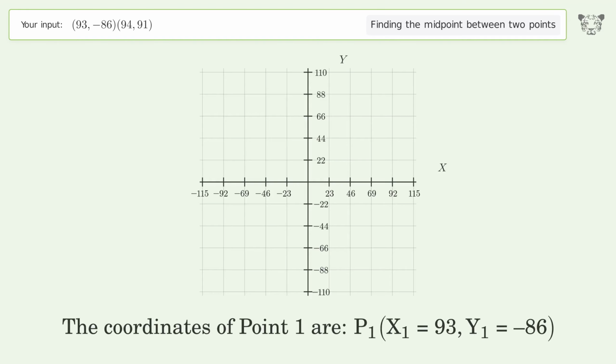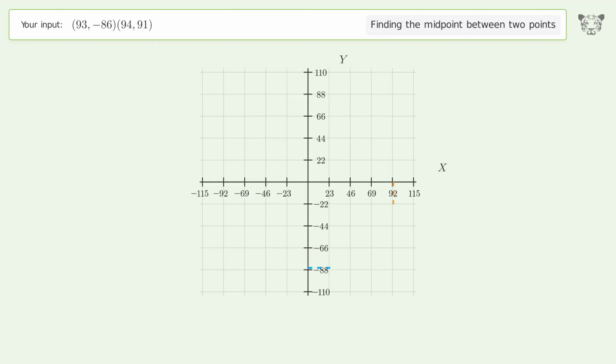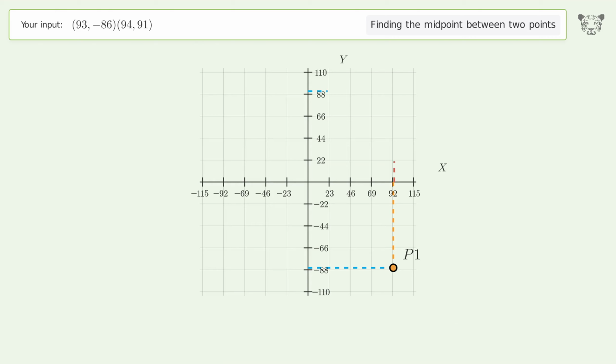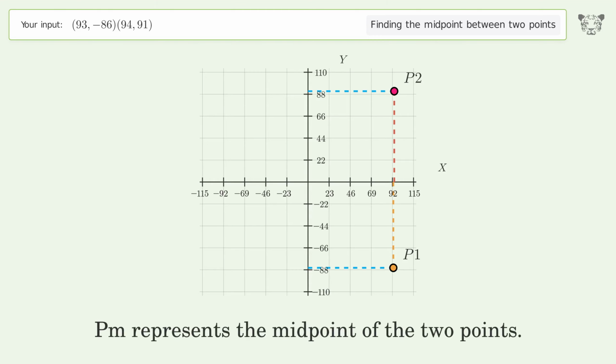The coordinates of point 1 are x1 equals 93, y1 equals -86. The coordinates of point 2 are x2 equals 94, y2 equals 91. PM represents the midpoint of the 2 points.